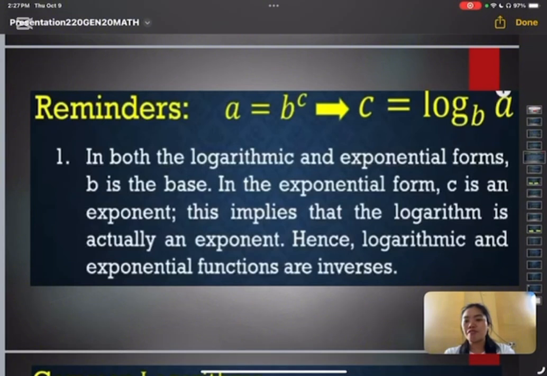Then we have to express it in logarithmic equation. We have C is equal to the logarithm of A, or log A with base B. So in both the logarithmic and exponential forms, B is the base. In the exponential form, C is an exponent, and this implies that the logarithm is actually an exponent. Hence, logarithmic and exponential functions are inverses.